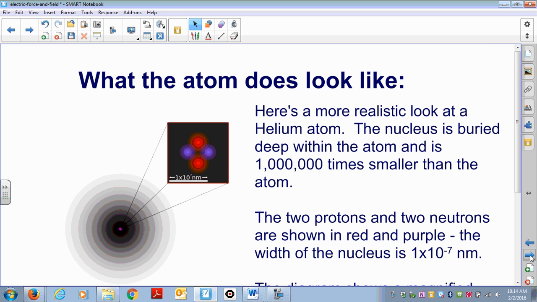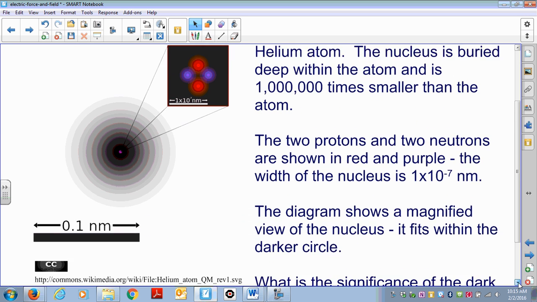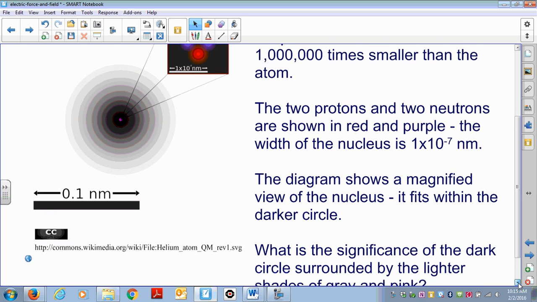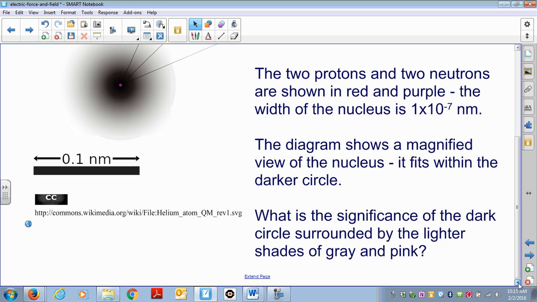Here's a more realistic look at a helium atom. The nucleus is buried deep within the atom and is 1 million times smaller than the atom. The 2 protons and 2 neutrons are shown in red and purple, and the width of the nucleus is 1 × 10⁻⁷ nanometers. The diagram shows a magnified view of the nucleus. It fits within the darker circle. What is the significance of the dark circle surrounded by the lighter shades of gray and pink?